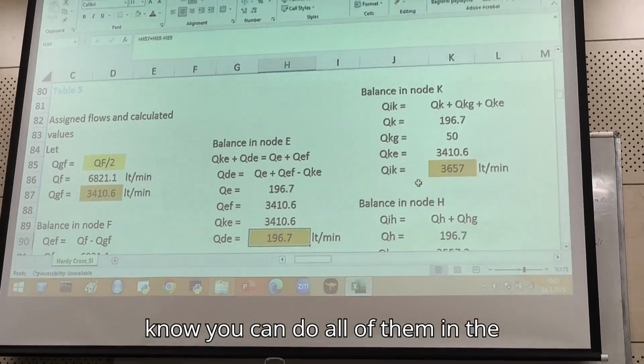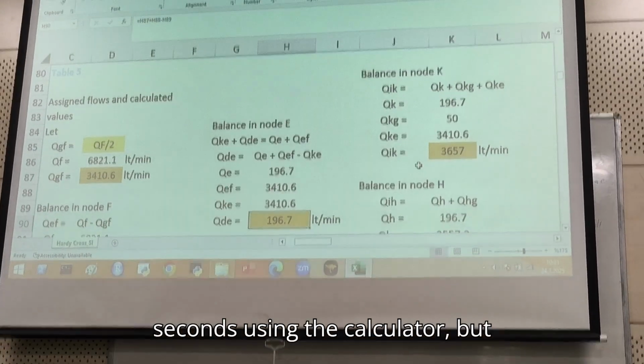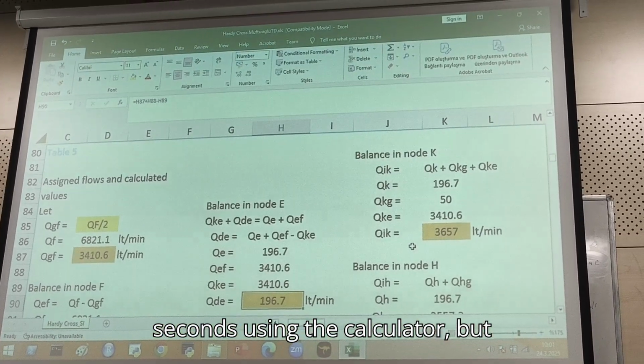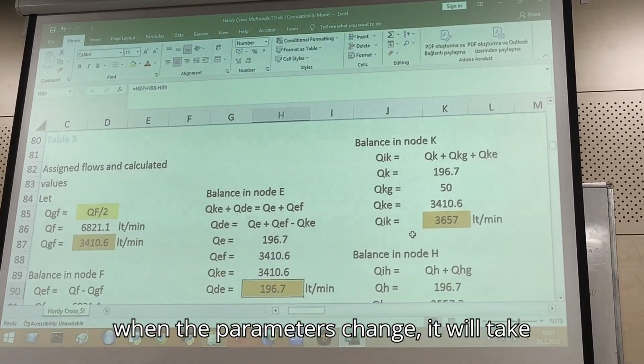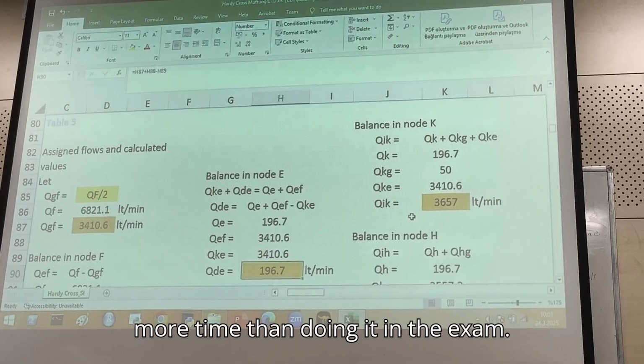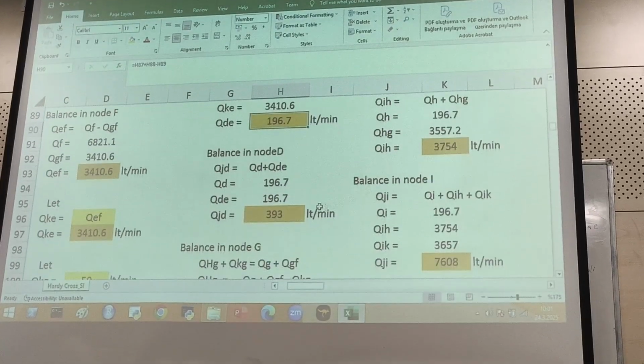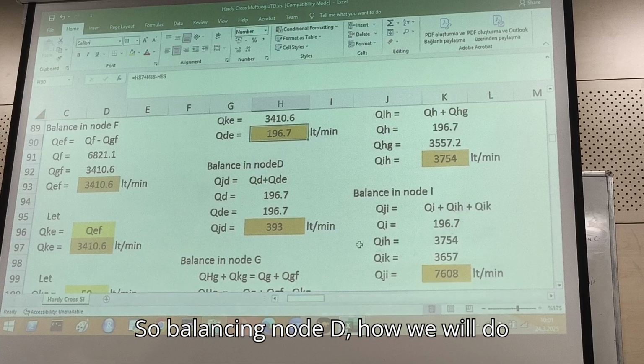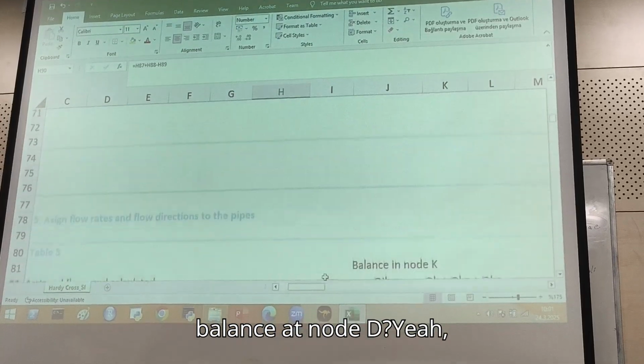I know you can do all of them in a second using the calculator, but when the parameters change, it will take more time than doing it in the Excel. So balancing in node D, how will we do balance at node D?